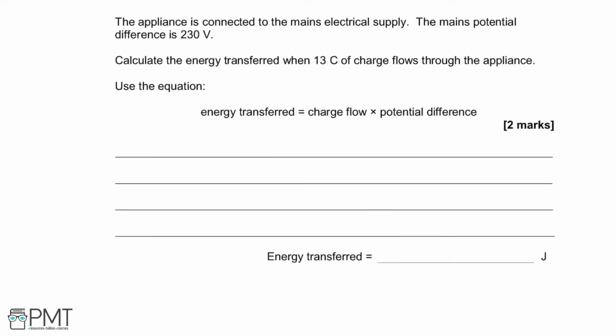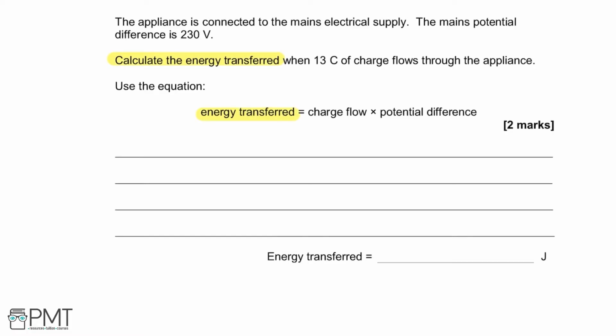The appliance is connected to the mains electrical supply. The mains potential difference is 230 volts. Calculate the energy transferred when 13 coulombs of charge flows through the appliance. Use the equation energy transferred equals charge flow times potential difference. For this question, all we need to do is look at our equation and substitute the values in, as we're already given the equation. There's no need to rearrange anything because we're looking for the energy transferred, which is already at the forefront of the equation.